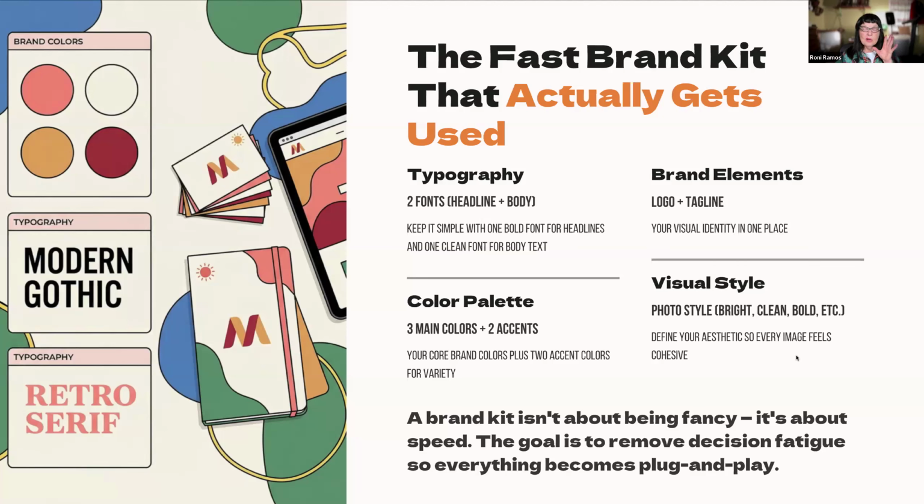It's like your cheat sheet for what things reflect your brand best. These can define your aesthetic, so every image can feel cohesive. Your brand kit is not about being fancy, it's about being faster. The goal is to remove any decision fatigue, so everything becomes plug and play. You don't have to be like, where is my logo? Where did I put that? It's all right there in your brand kit in Canva.